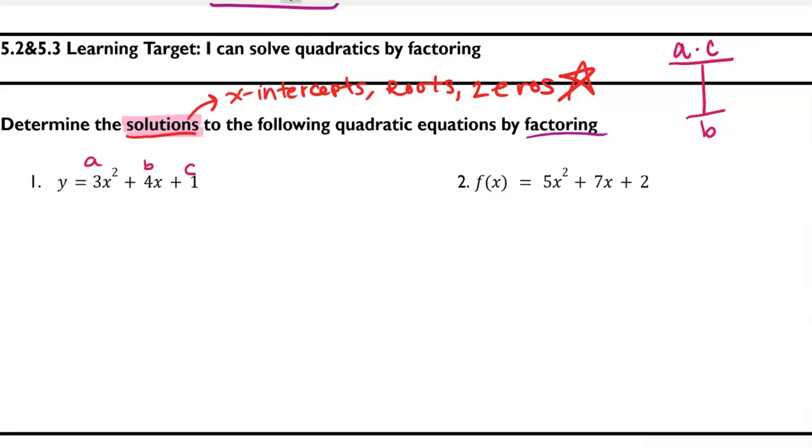And here we have 3, 4, and 1. So we're going to say a times c, 3 times 1 is 3. And we're looking for factors of 3 that add up to the b value of 4. So the only factors of 3 are 1 and 3, and 1 plus 3 is 4. So there we go. So what we're going to do is we're splitting the b value. Instead of saying 4x, we're going to say 1x plus 3x.